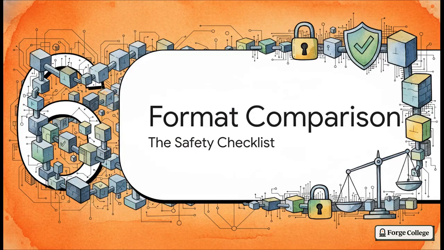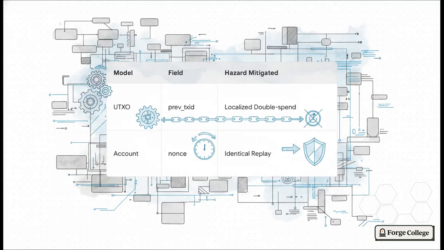Finally, Section 6, Final Format Comparison, the definitive safety checklist. Let's summarize our blueprint teardown into a really handy checklist for your engineering toolkit. As you can see mapped out here, we can directly link specific transaction fields to the security trade-offs they create. UTXO uses prev_xid to mitigate localized double spends. The account model uses the nonce to mitigate identical replays and enforce strict ordering. When you look at a transaction format through this lens, you instantly see what attacks it's naturally defended against.